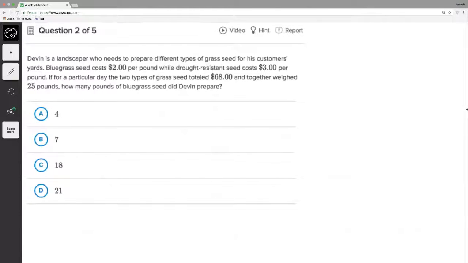Devin is a landscaper who needs to prepare different types of grass seed for his customer's yard. Bluegrass seeds cost $2 per pound, while drought-resistant seeds cost $3 per pound. For a particular day, the two types of grass seeds totaled $68. We don't know how much we bought of each. Let's say for bluegrass X and drought-resistant Y. This is the quantity, because we're looking at pounds. So 2x plus 3y totaled $68. That's our first equation. Very nice.